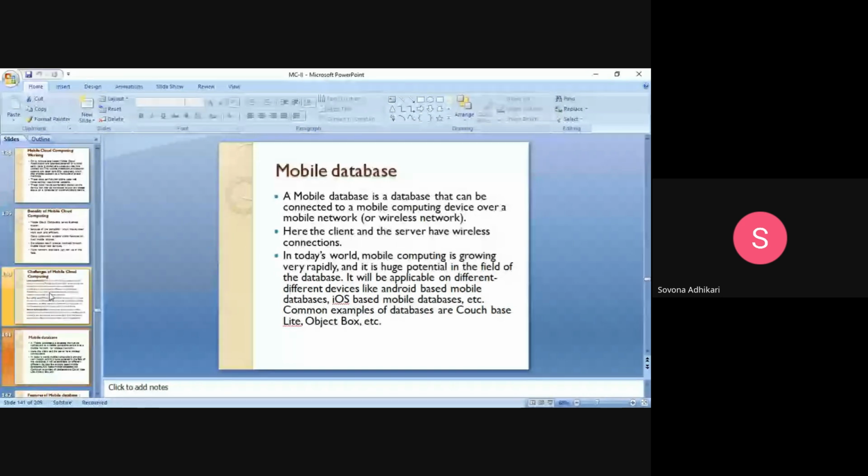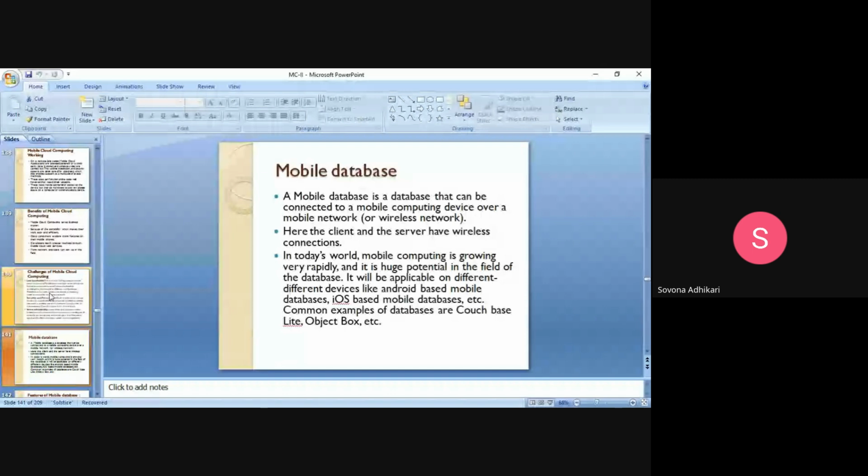A mobile database is a database that can be connected to a mobile computing device over a mobile network. The mobile database is itself a database which stores data, but it can be connected to a mobile computing device over a wireless network. So when a database is connected to a mobile computing device using a wireless connection, that database is referred to as a mobile database.